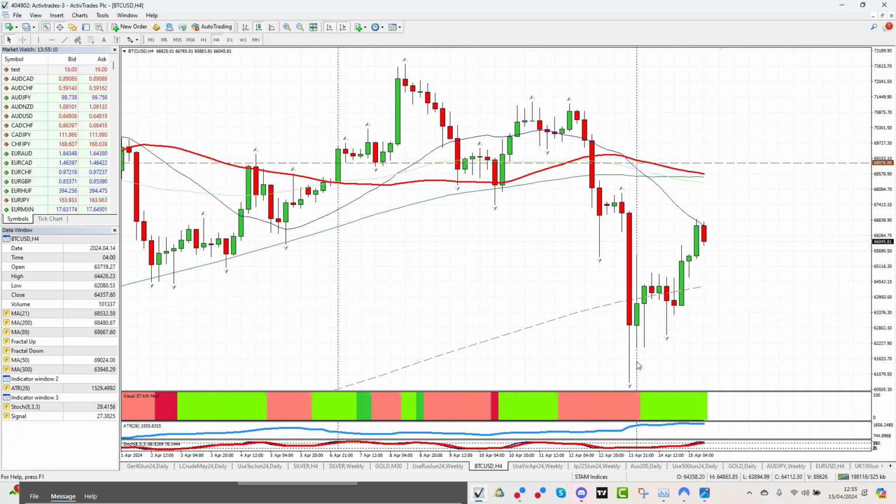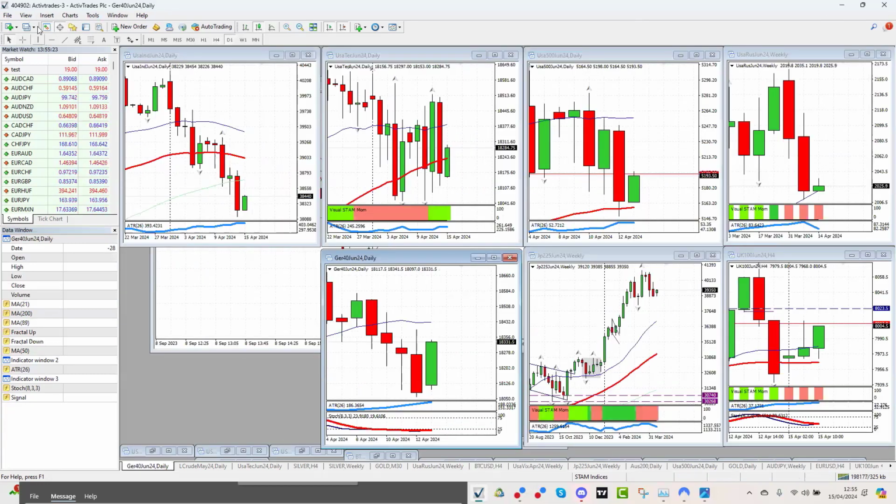And actually, if I go down to the 4-hour chart, that's what we saw over the weekend, but from being down near 60,000, we've rallied back up to 66,000. There's the relief rally in place for us there. So just an indication of that.